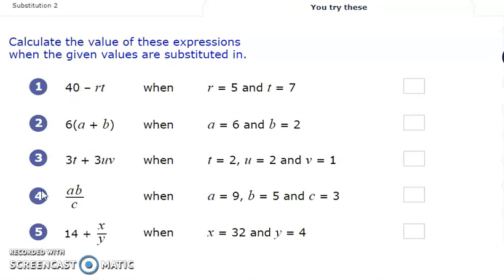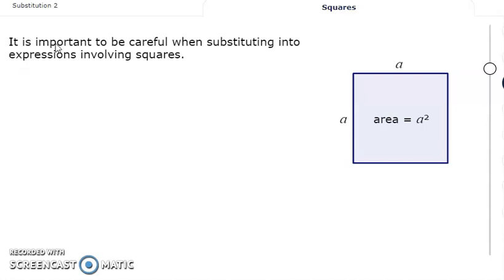So here are 5 questions, and you have to solve these based on what we did in the previous section. Whatever example I gave you, based on that you have to do. For example, 40 minus r times t. r times t is 7 times 5, 35. So 40 minus 35 is 5. I am doing just one question for you to show you how you have to do. So that is correct.